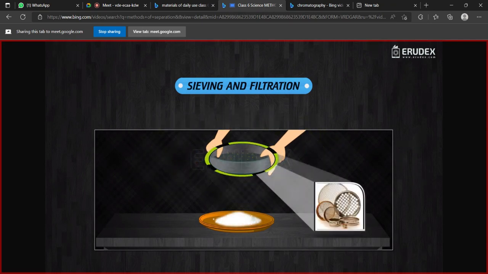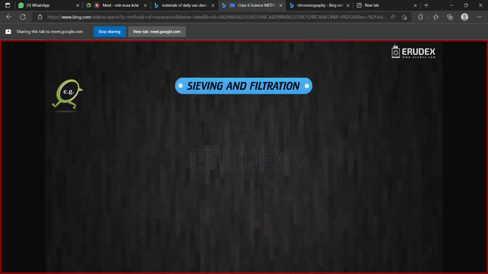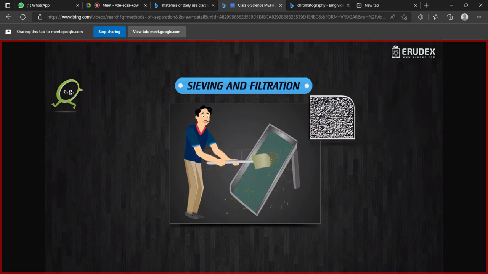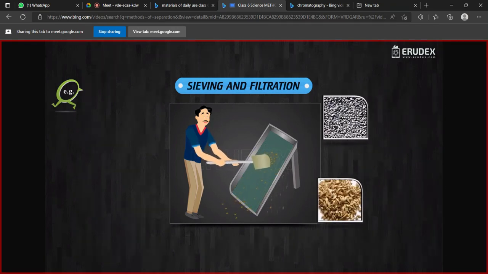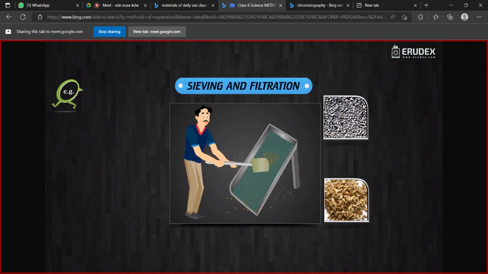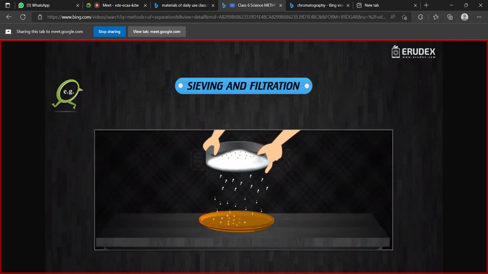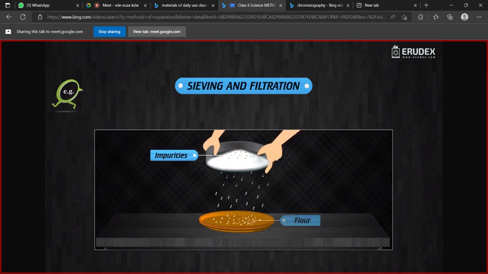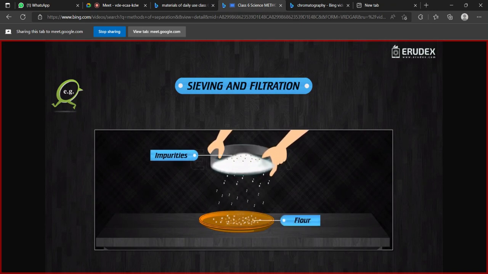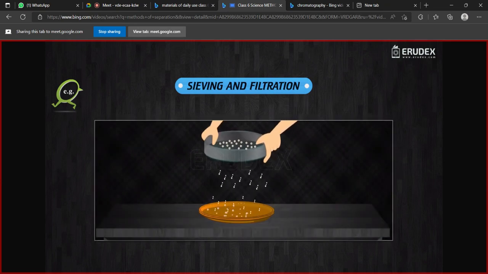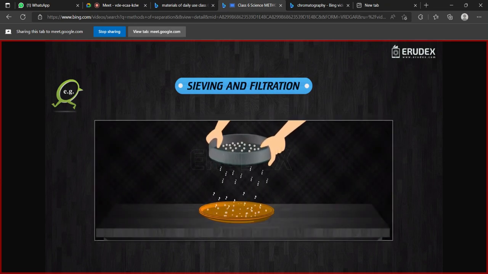The sieves differ with their sizes of holes. Example, a big slanting sieve is used to remove pieces of stones, husk from the wheat. A small round sieve is used to separate impurities from the flour. Sometimes, pearls of different sizes are separated by sieving.